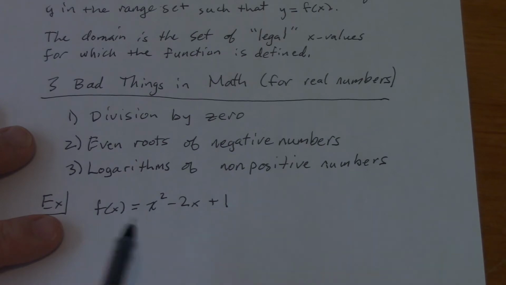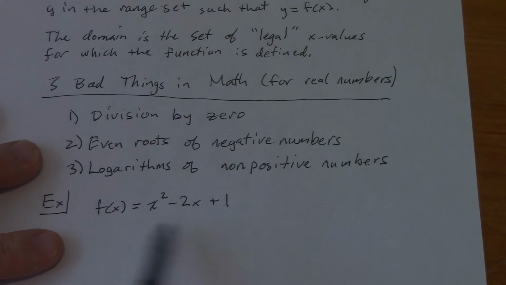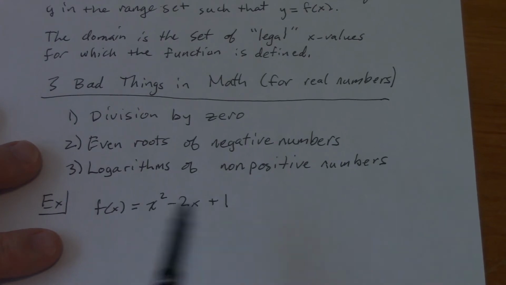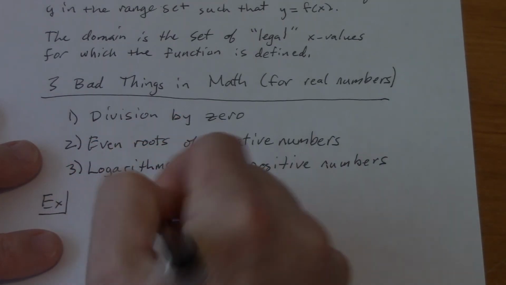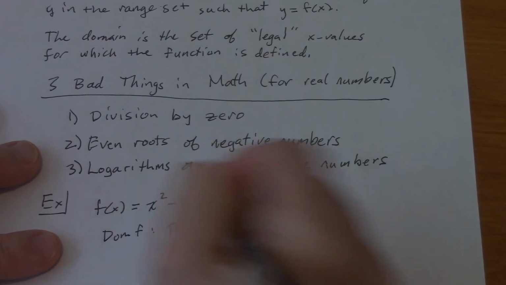Okay, so if you hit pause then and did your work, what kind of bad math do we see here? Do we see division by zero? Well, there's no fractions. Do we see even roots? No, I see a square, but not an even root. And certainly I don't see a natural log or any other kind of log. So there's no bad math here. So the domain of f is all real numbers.